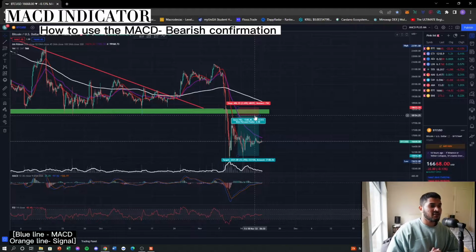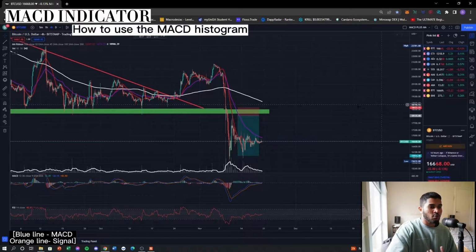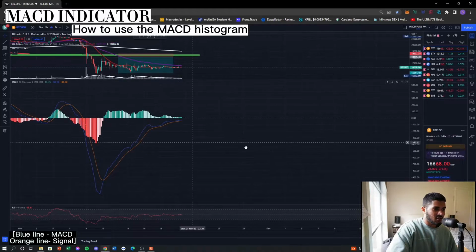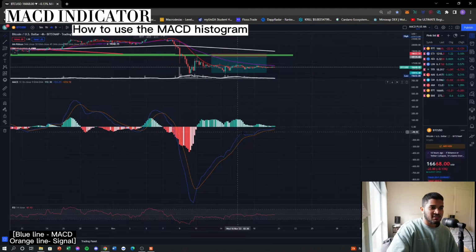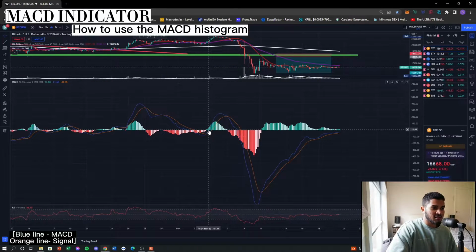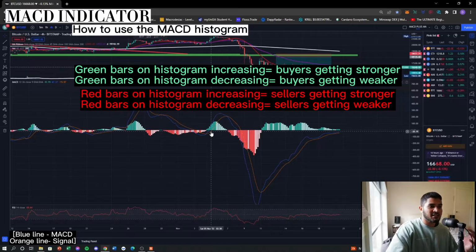An added benefit of the MACD line is the use of the histogram here. So what does that mean? The histogram, as you can clearly see, has increasing bars and decreasing bars. So in the case of bullishness, we can clearly see that the MACD crossed above the signal line here. The histogram has been increasing. When the histogram increases, it basically means that buyers are becoming stronger. And when it's decreasing, it basically means buyers are becoming weaker and the sellers are getting in control.